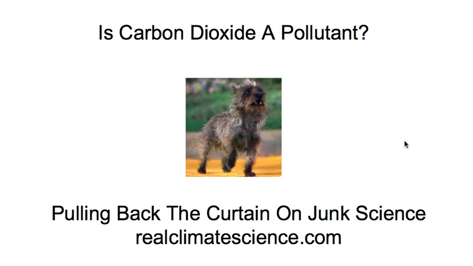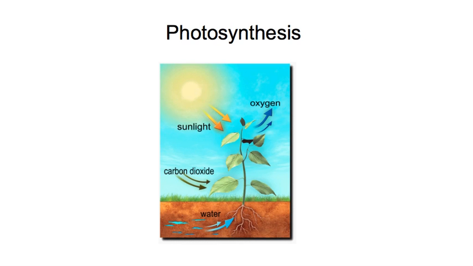This presentation asks the question, is carbon dioxide a pollutant as the EPA claims? Carbon dioxide is actually an essential component of life. Plants and life itself can't exist without it. The more carbon dioxide in the air, the faster plants grow and the more drought resistant they are.